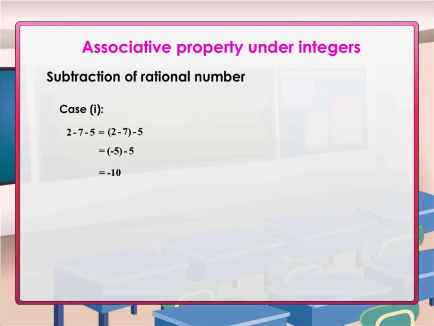Here, -5 minus 5, we just add the absolute values, 5 plus 5, which is equal to 10, and put the common sign, which is negative. So the answer here is -10. Now let's change the grouping. This time we will do the subtraction of 7 and 5. So 7 minus 5 is equal to 2. So this problem gets reduced to 2 minus 2, and we know 2 minus 2 is equal to 0.